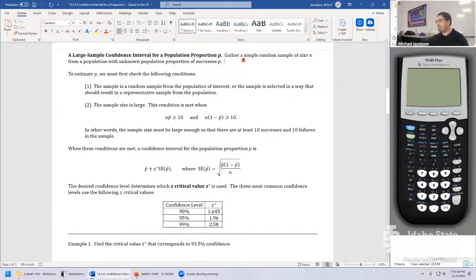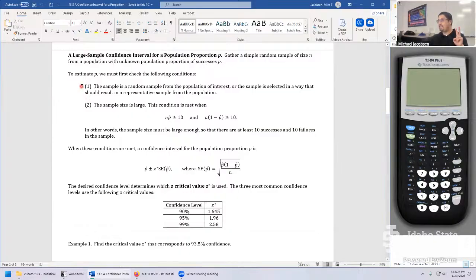It starts off by saying gather a simple random sample of size n from a population with unknown population proportion of successes p. Then there's two major conditions that we're going to check when we're in this section. We're not going to check every single thing. The independence assumption is not here. And we're not going to worry too much if our sample's too large relative to the population size. We carefully check that condition in the last section.